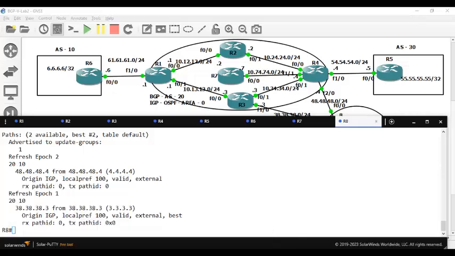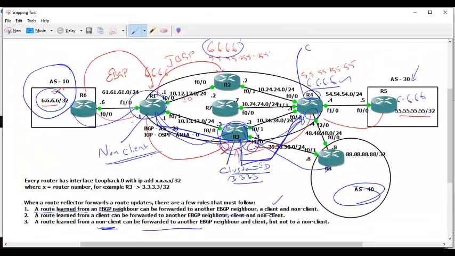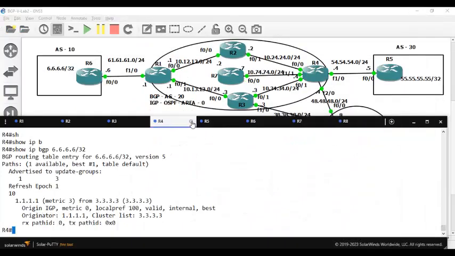It will be sent to eBGP. It will also be sent to a client. Go and check it on R4. R4 is a client. That's what you see here, correct? 6.6.6.6. It is coming to a client.